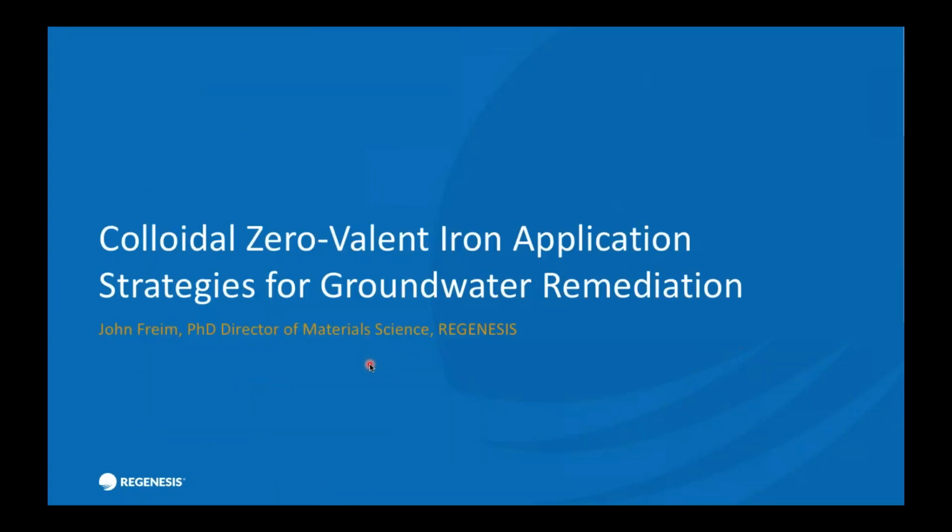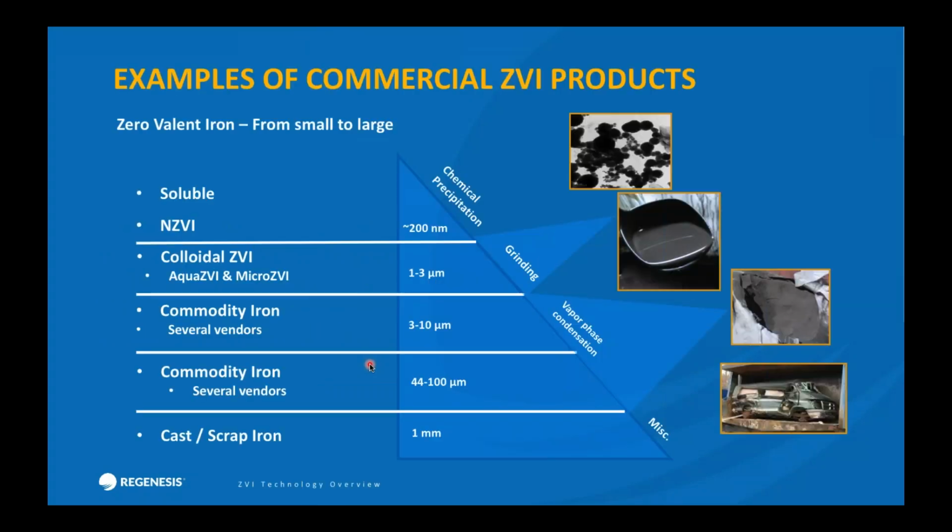Okay, so what I'm going to show you here is an example of the different types of zero-valent iron materials that are commercially available. And I'm actually going to try to classify these from small to large. So at the top here are soluble materials, which are divalent iron or ferrous ion species, such as CRS that's sold by Regenesis or some other products that are also available. Getting a little bit larger, there's NZVI, which is nanocrystalline zero-valent iron.